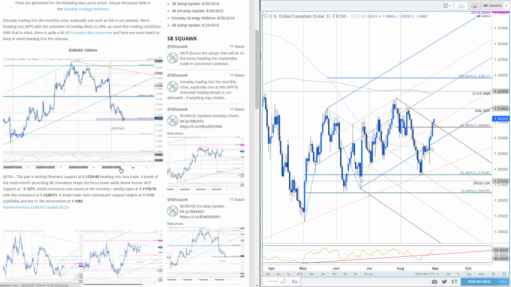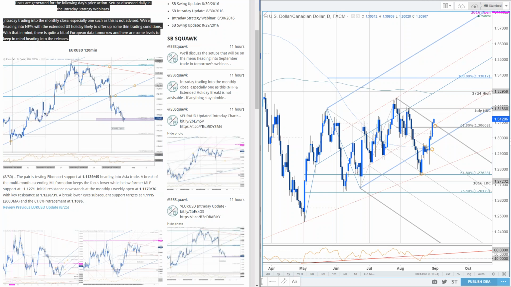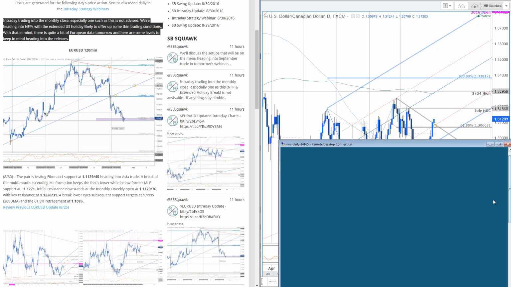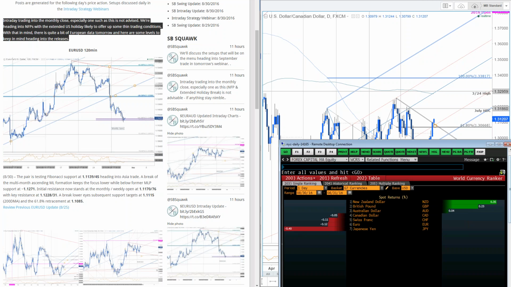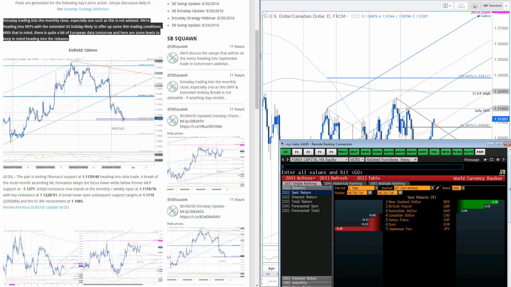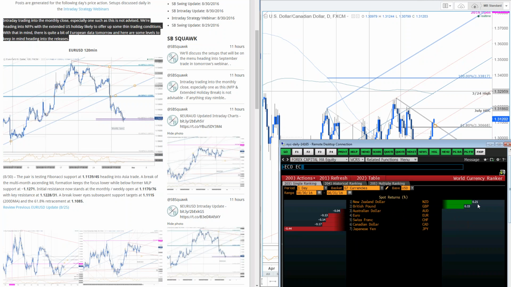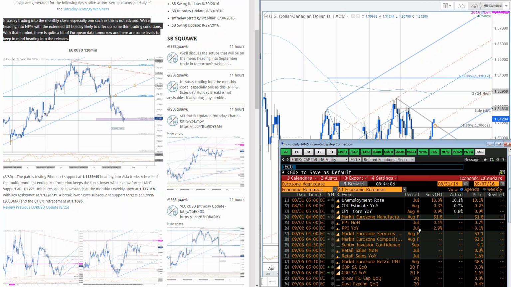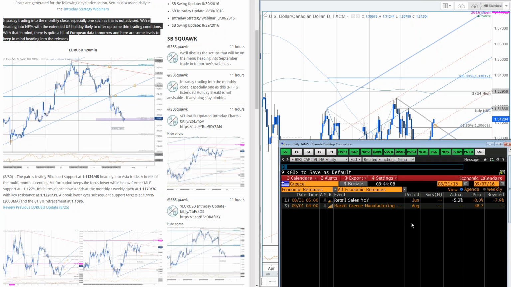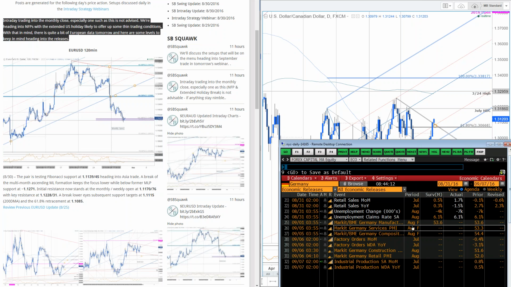So we did have some data from Europe, and although I gave you a warning last night that I'll certainly not be looking to trade anything for the remainder of the month, here's what the data looked like from Europe. So first, you got that German retail sales and unemployment numbers.